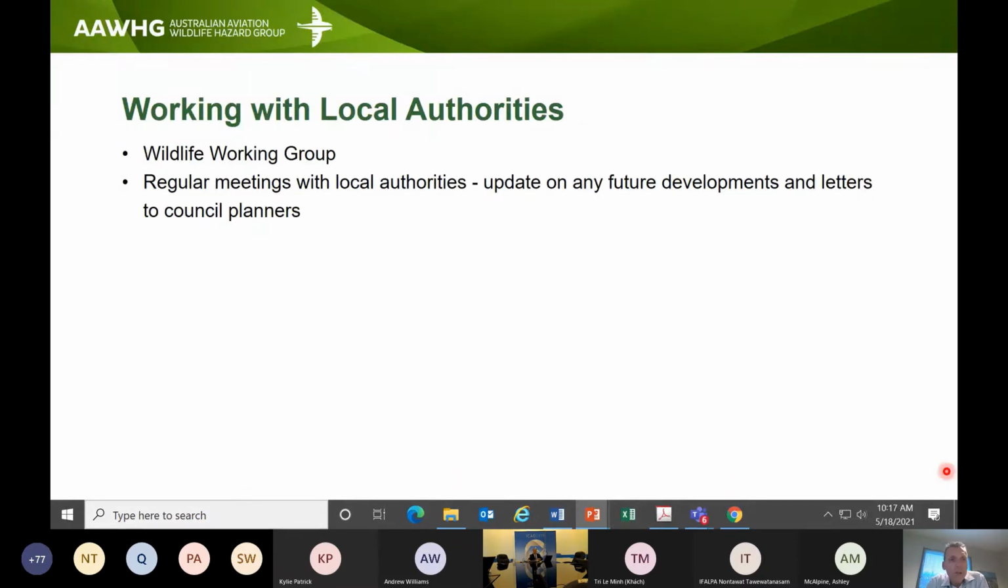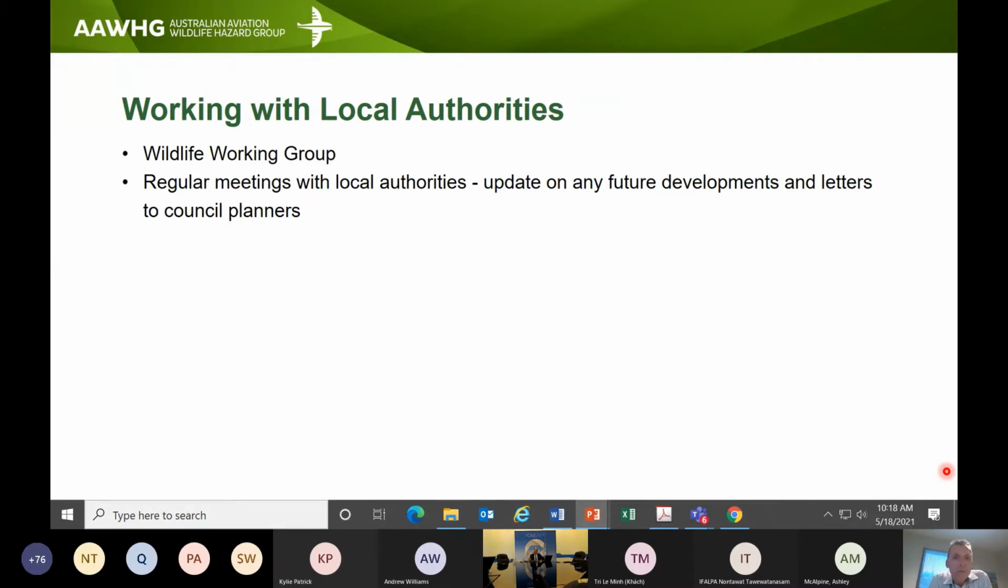Working with local authorities, I know Kylie did touch on this, is your wildlife working group or your wildlife committees. That's certainly quite important in understanding what local authorities might be doing in their area and what they may be planning for the future. They might be introducing some large landscape areas. So it's quite important to stay in touch with those local authorities if you do hold those wildlife committees, or if you have regular meetings with local authorities, as I said, that gives you an opportunity to get an update on any future developments.